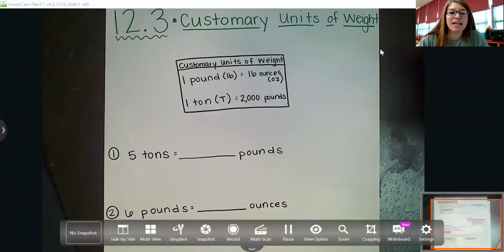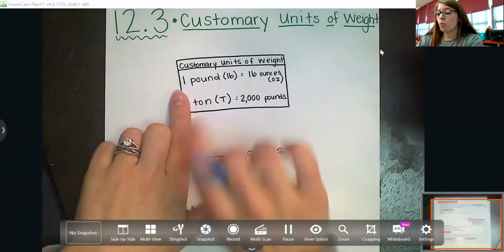All righty. Today we are keeping going with chapter 12, and we are going with 12.3 today, which is talking about the customary units of weight. Remember, customary is just a funny name for what we call the measurements we use here in the United States. We only have two conversions that we are talking about today.